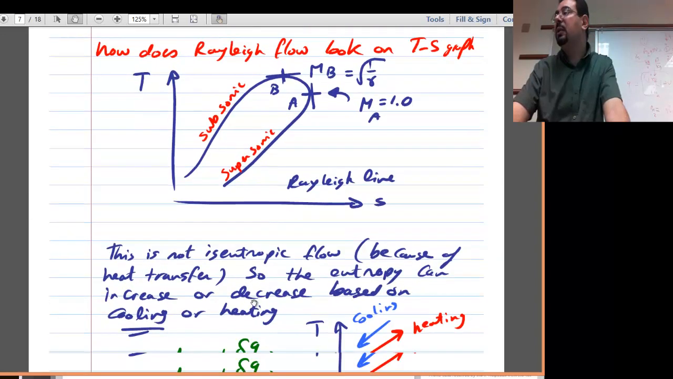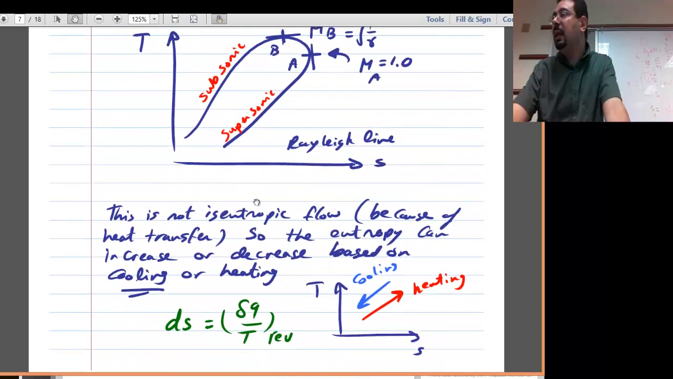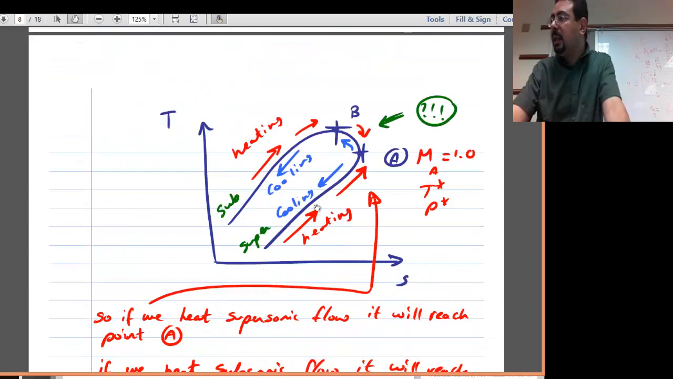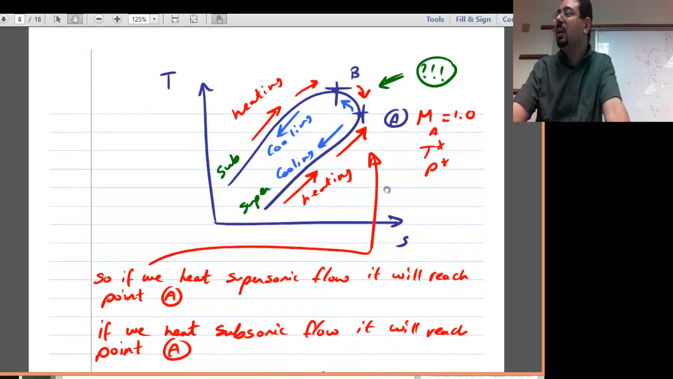Very good. And we look at this curve, and we said heating will take you this way, cooling will take you that way. Heating and cooling. All right? So this is heating the supersonic flow. This is heating the subsonic flow. This is cooling both of them. And that's really weird because cooling will take the temperature up while heating will take the temperature down. But that's what the second law is saying.